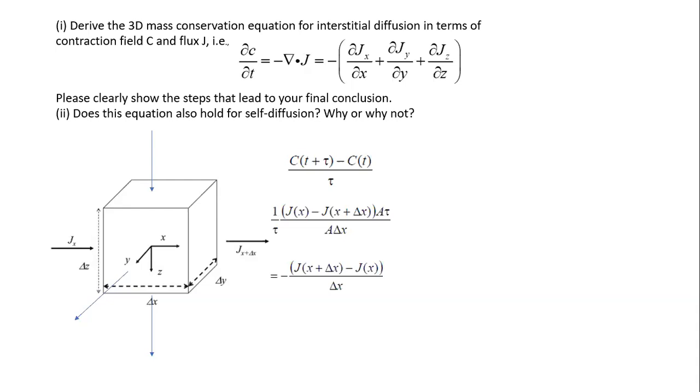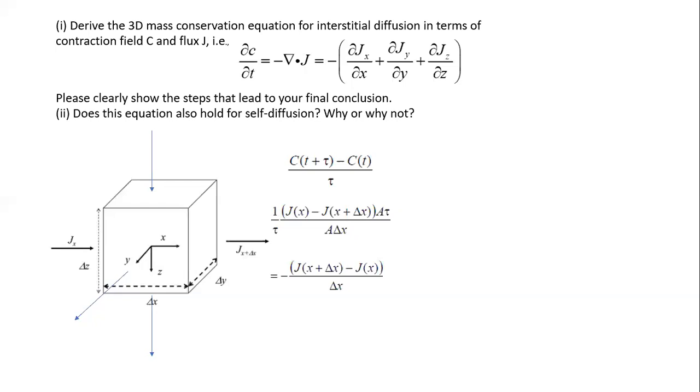I can tell you there's no definitive answer for this. It's based on your assumptions, based on the conditions you provide for the system. Do you want me to give you some hints, or do you want to spend more time on this one? I can give you some line of thinking. What is the difference between self-diffusion and interstitial diffusion?